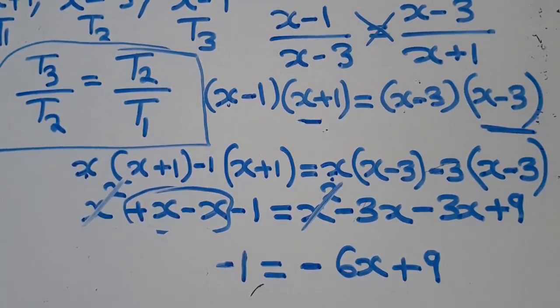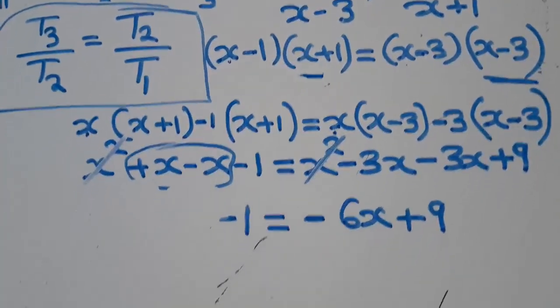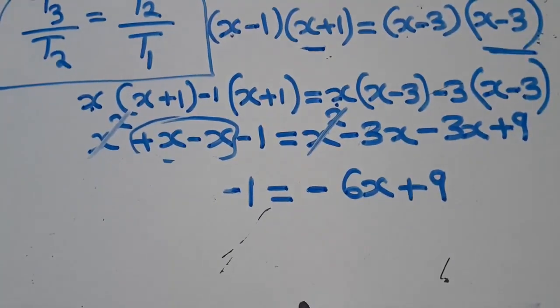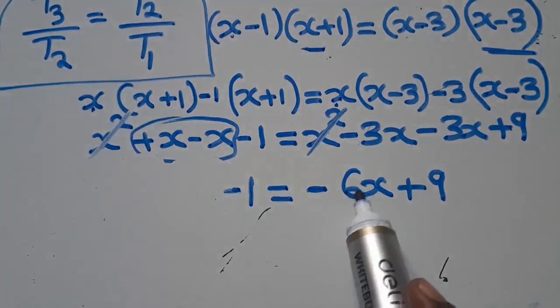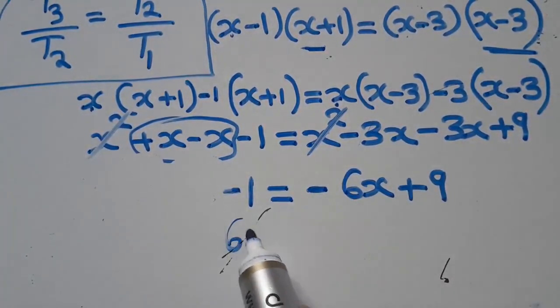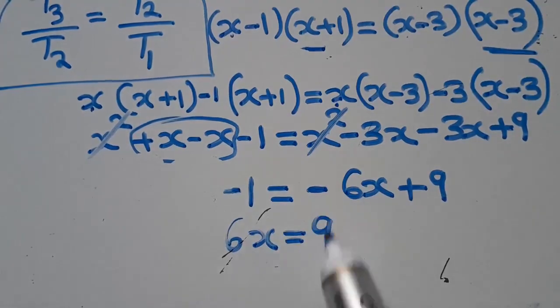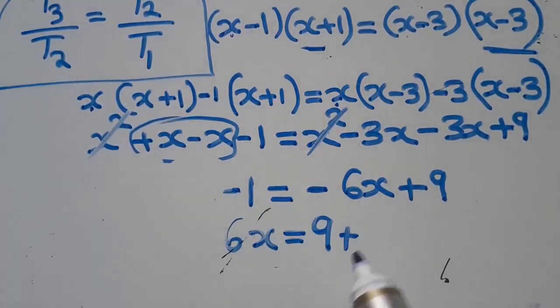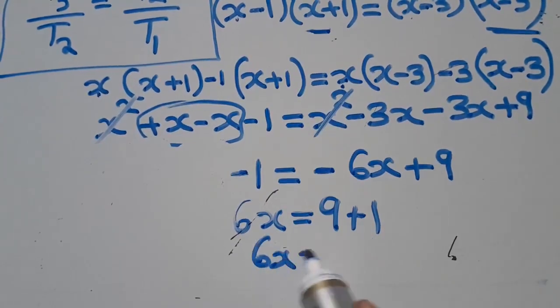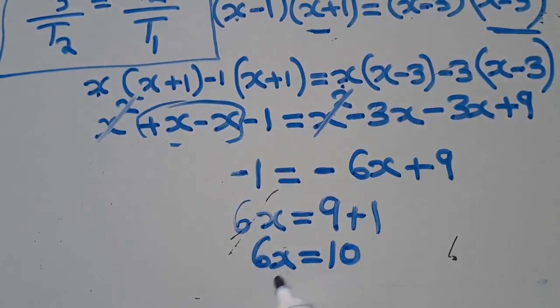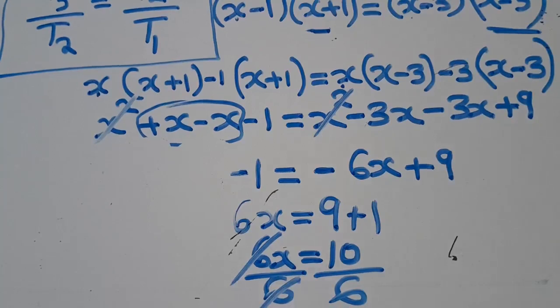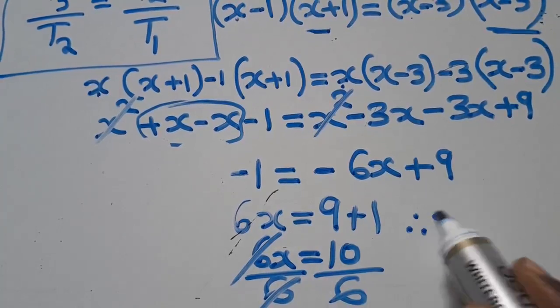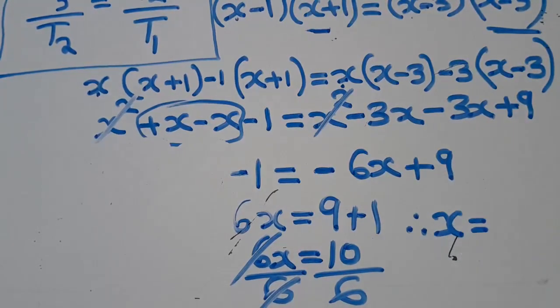What are you supposed to do here? You group the like terms. How are you supposed to group the like terms? The 6x comes inside, so it is positive 6x, which is equal to 9. When this negative 1 comes inside, it's plus 1. So this is just the same as 6x is equal to 10 when you add. Divide both sides by 6. So what are you going to have? Therefore, x is equal to what?